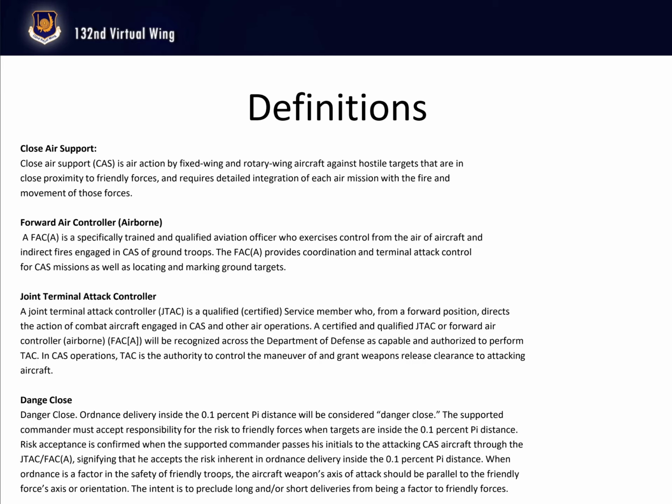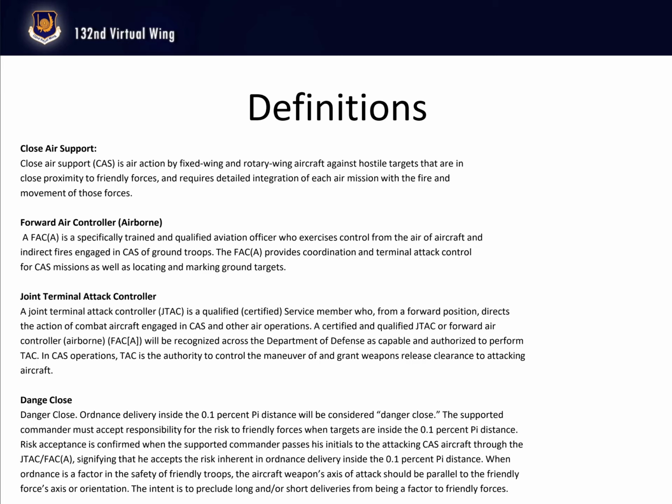Danger close, you might hear this from time to time. Danger close is a situation when we need to employ ordnance at a distance from friendlies which is less than the safe distance. For each type of ordnance and profile of attack, there is a specific distance under which we try to avoid using it, because there is a certain risk of friendly casualties.